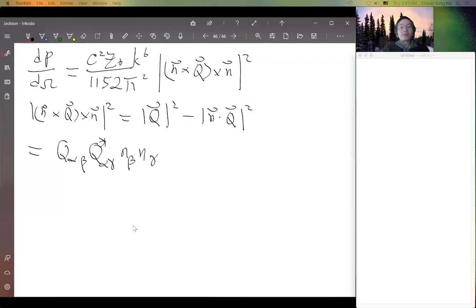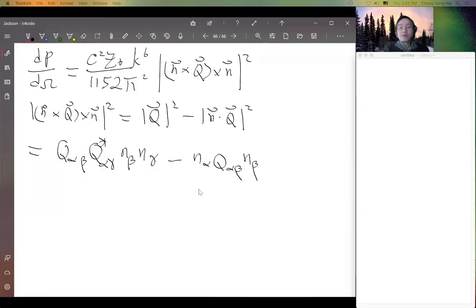Now the second term is a dot product. So you have 2 dot products, and you have minus. The first one is N alpha Q alpha beta N beta.